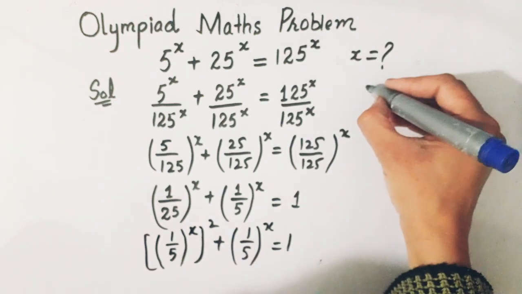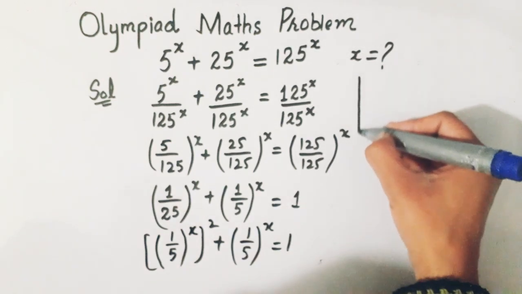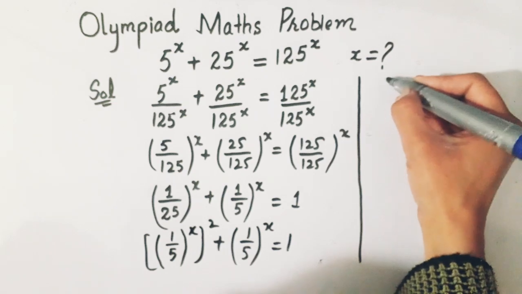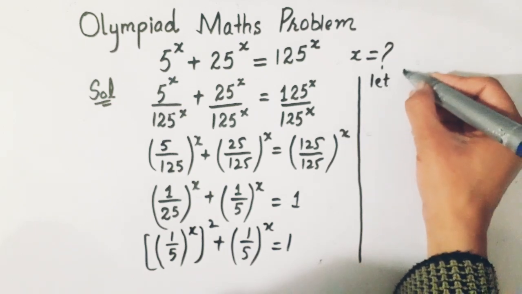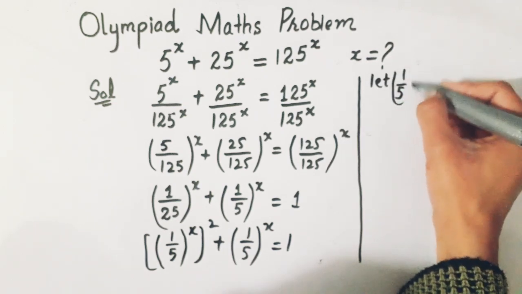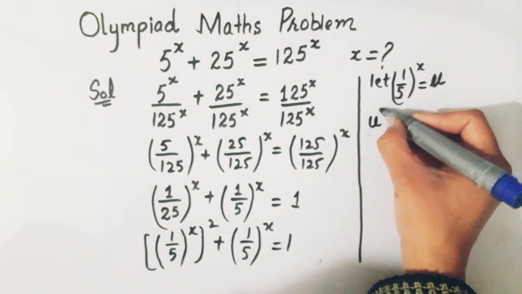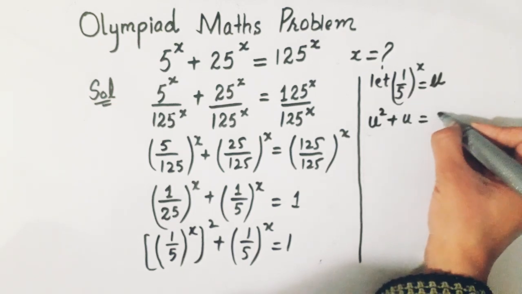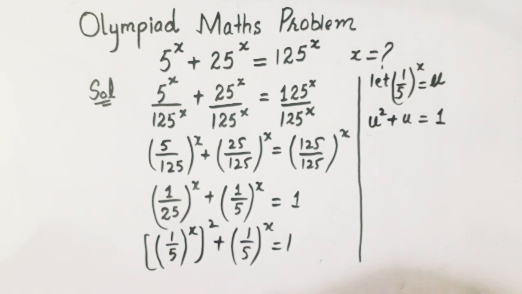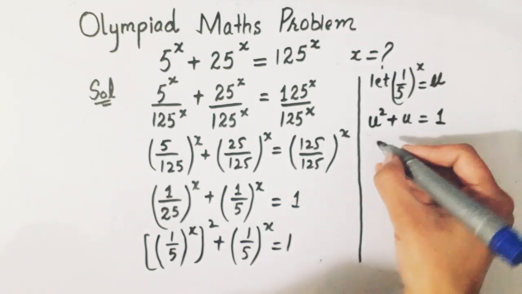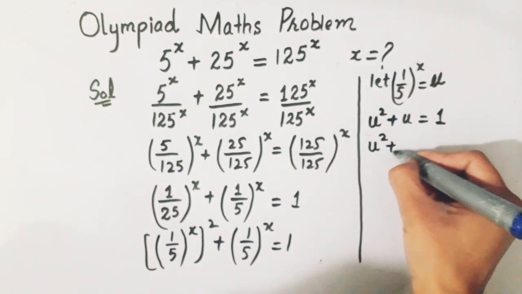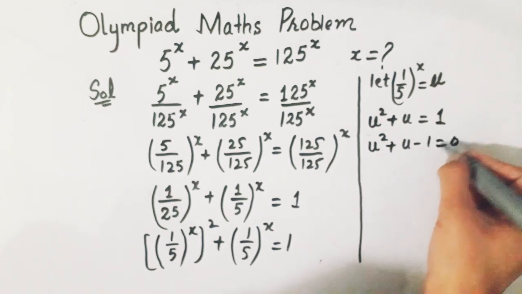Now let's suppose here, make a supposition here. Let's consider 1 by 5 whole power x equals u. So our equation is u square plus u equals 1. Now we will apply quadratic formula here. u square plus u minus 1 equals 0.